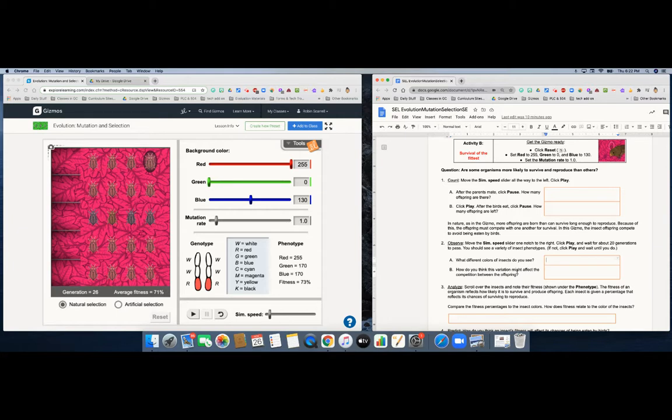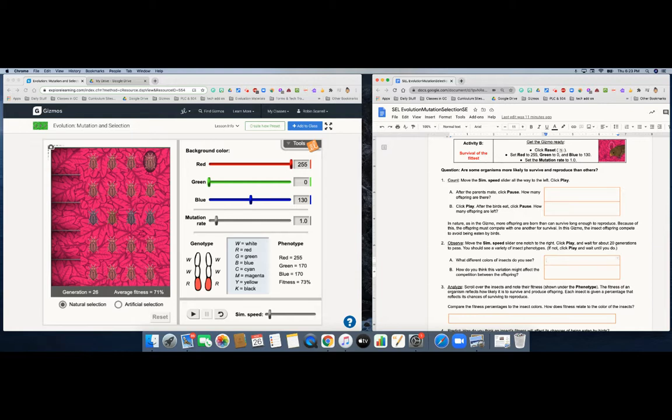How do you think this variation might affect the competition between the offspring? Do you think that these offspring might be competing a little bit differently? What do you think might affect the competition? Are some harder to see than others? Are they all equally visible on this color background?